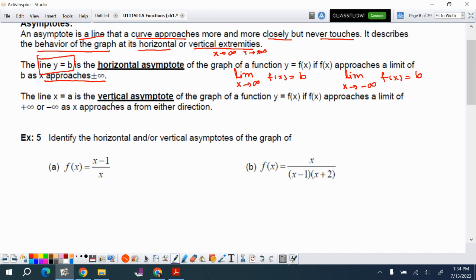Okay, vertical asymptote. A vertical asymptote always occurs in the middle. Understand again, a vertical asymptote always occurs in the middle, somewhere, not at the end. A horizontal asymptote occurs at the end. A vertical asymptote occurs somewhere in the middle at x equals a. Now the function value approaches positive or negative infinity.